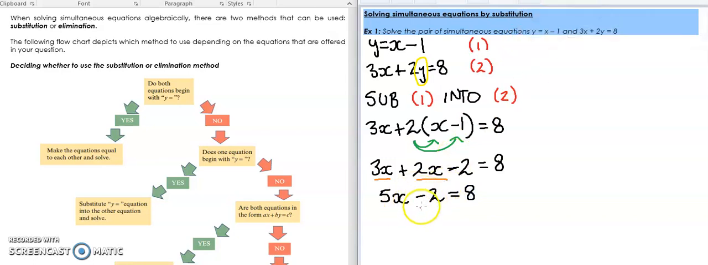Now, I want to get rid of that minus 2. The opposite of minus 2 is plus 2. So I'm going to add 2 to both sides. Minus 2 plus 2 equates to 0. We're trying to get rid of it in the first place. So we're left with 5x. And 8 plus 2 is equal to 10. 5 times some number gives me 10. That number has to be 2. Awesome. We have got our x value.